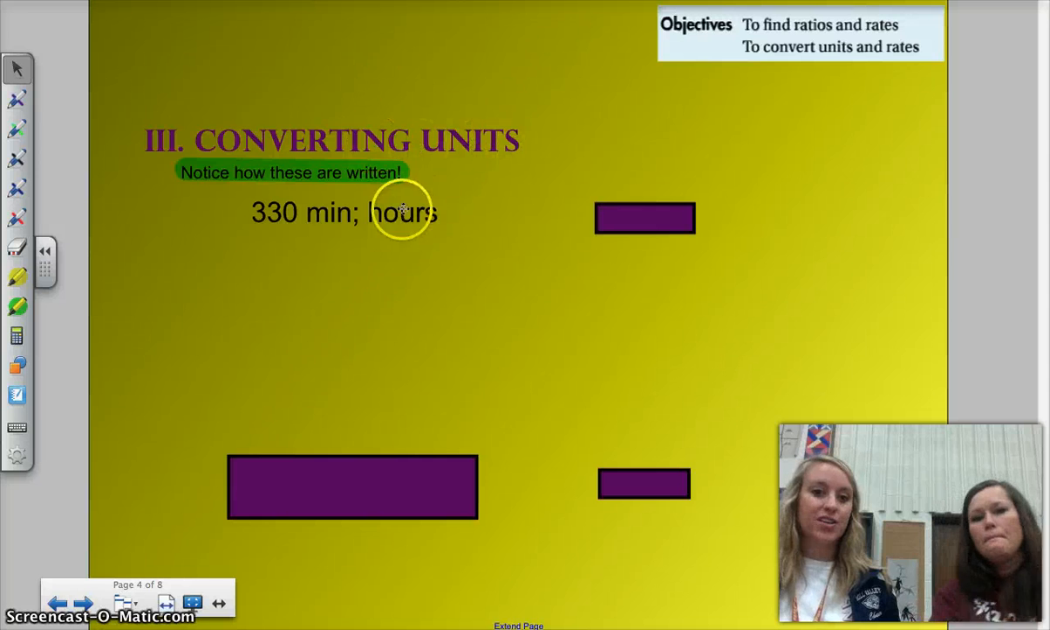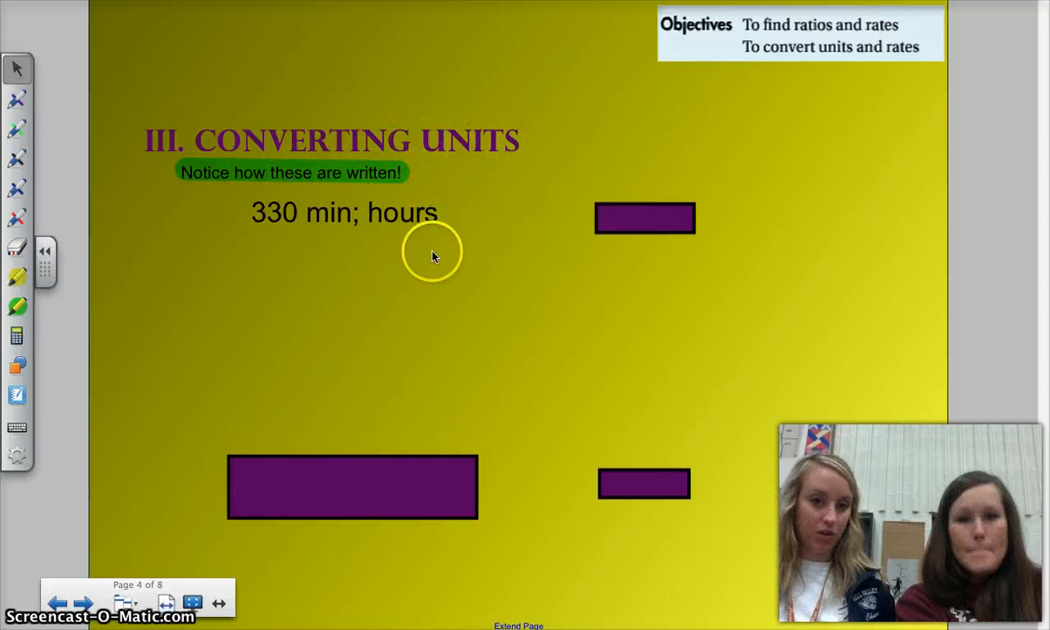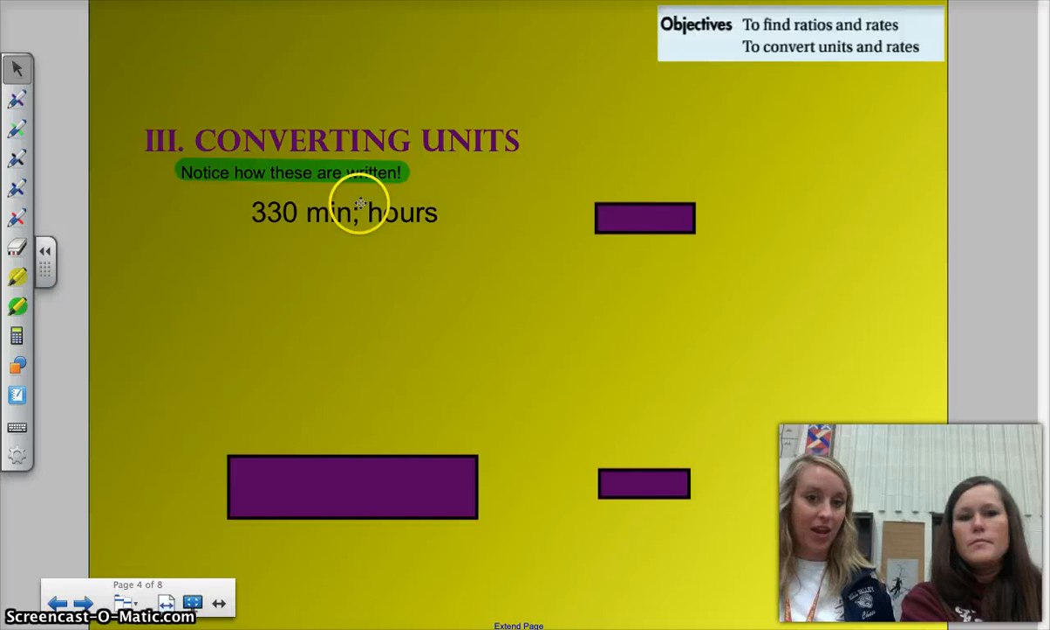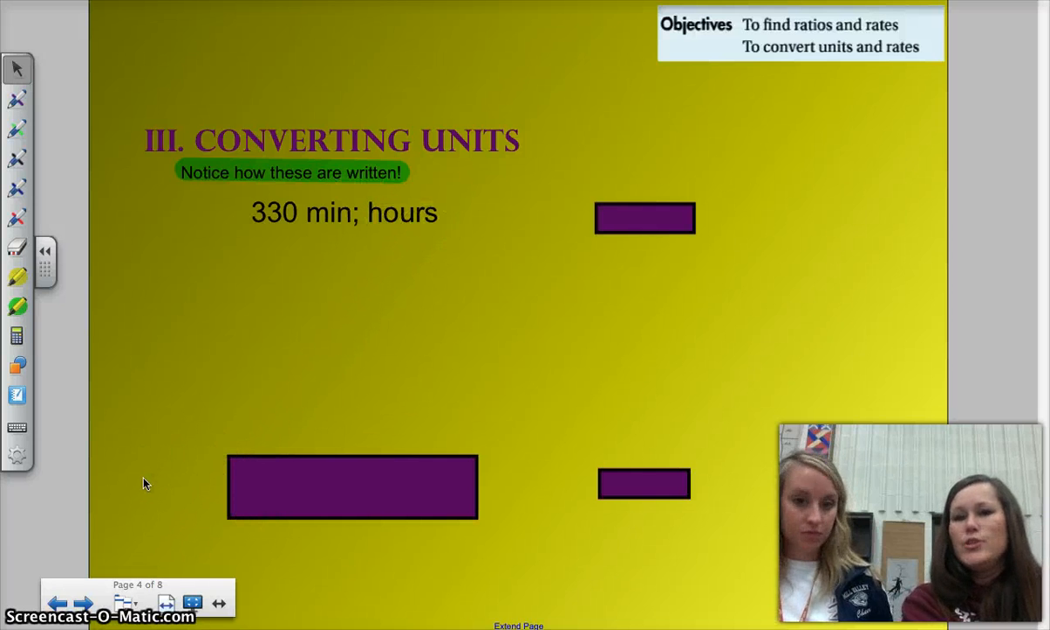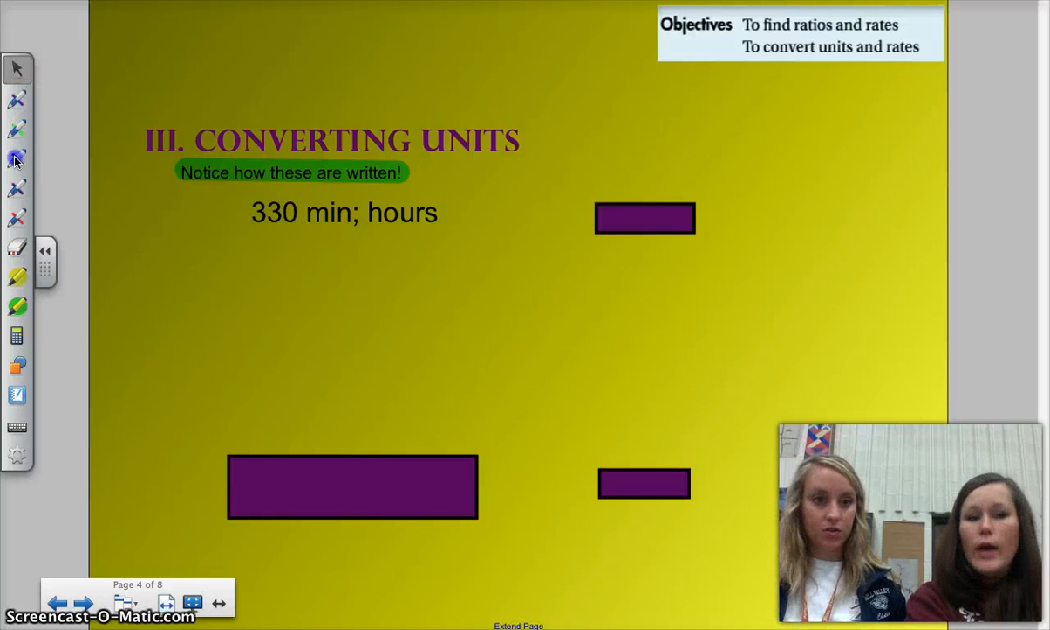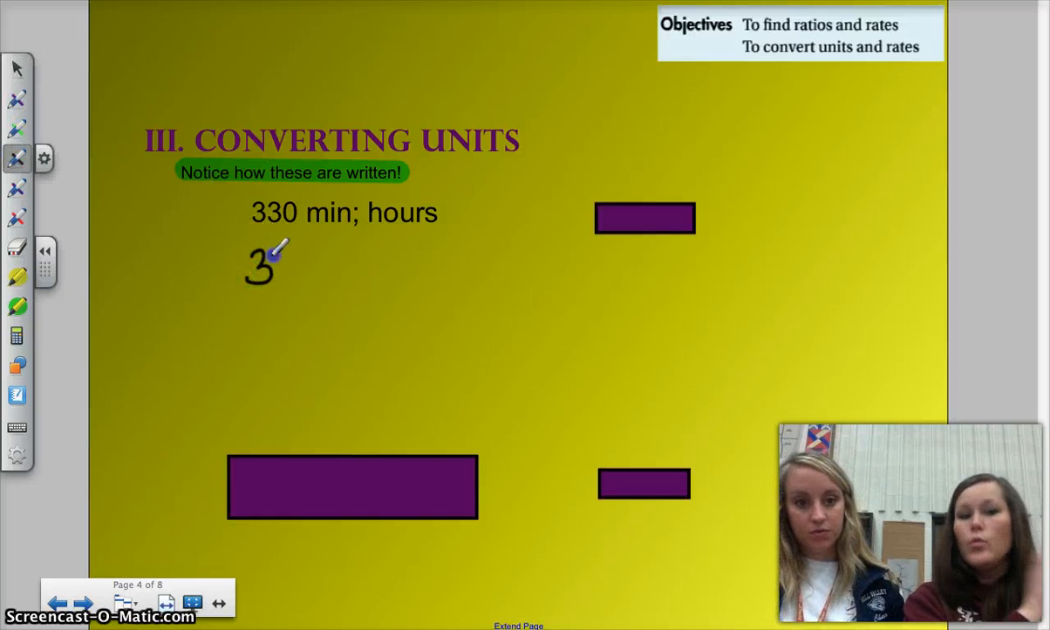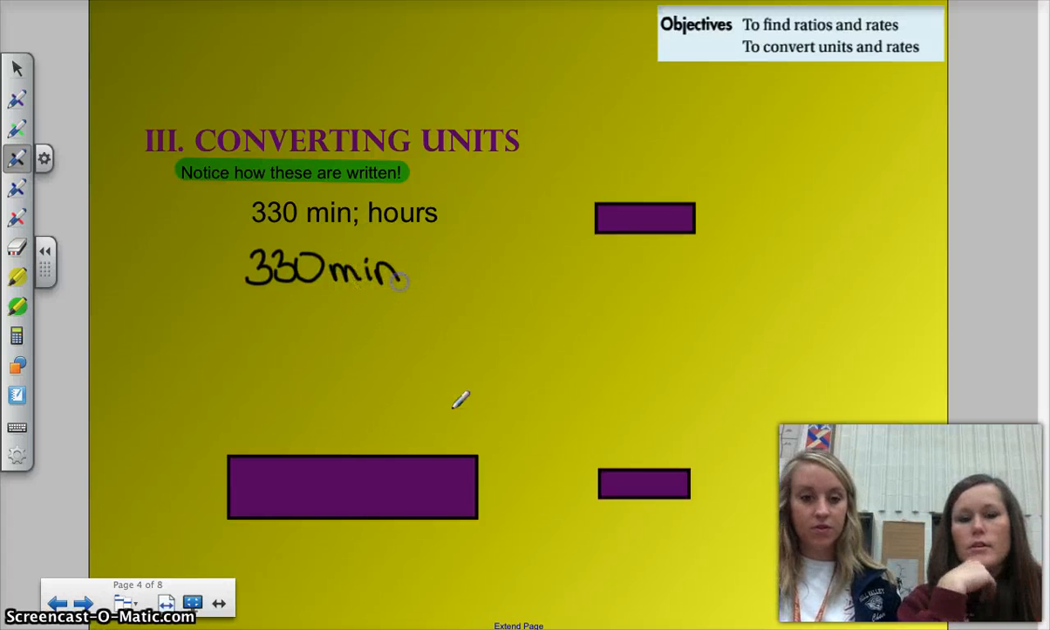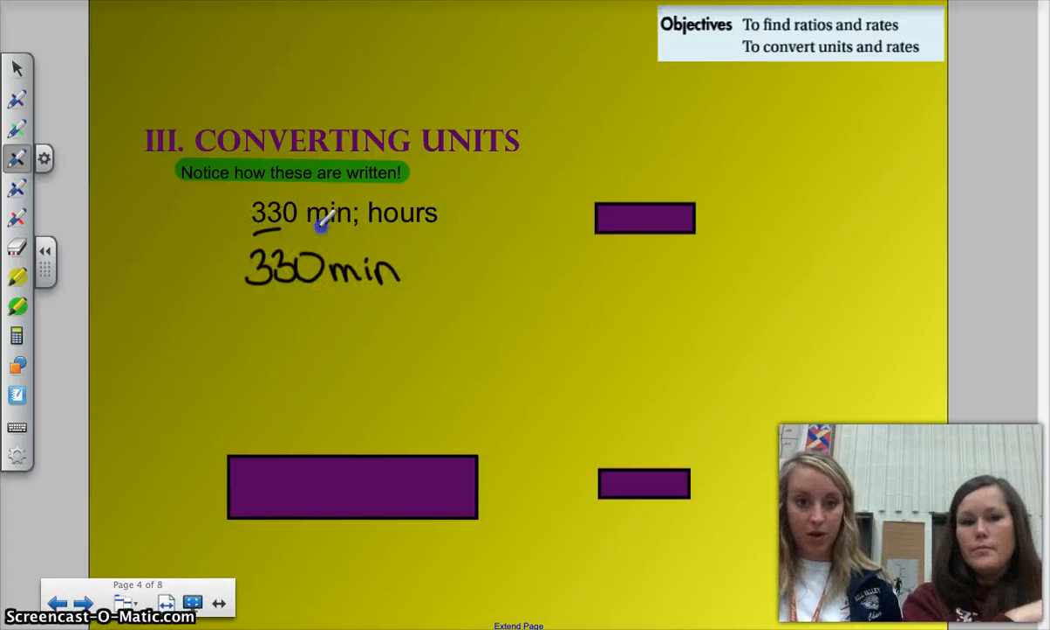Okay. So converting units. Now, guys, this is how it looks in your book. It just says 330 minutes to hours. That means we want to change 330 minutes into hours. So you have to show your work. I know that you want to divide by 60, but we have to see the process. So I start with my original minutes.